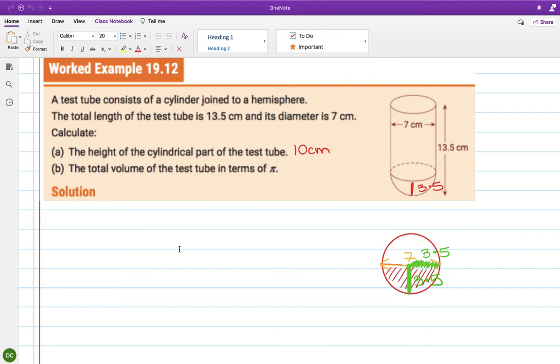Find the total volume of the test tube in terms of pi. So we won't be subbing anything in for pi. The volume of the test tube is going to be a hemisphere plus a cylinder.